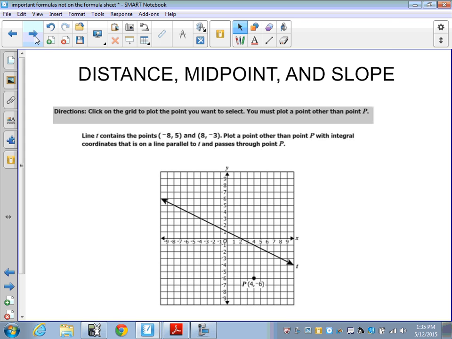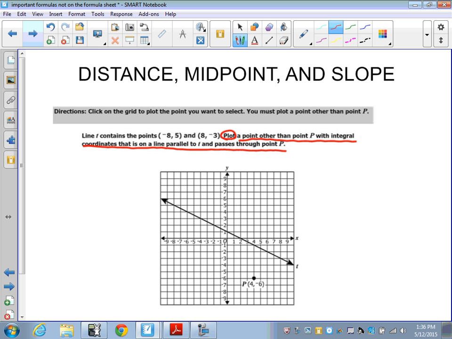If we go to this one, we have our question or command word: plot a point other than P with integral coordinates that is on a line parallel to T and passes through point P. Well, we would need to use the slope formula here. We would have to use slope because the slopes of parallel lines are the same. So that's just y2 minus y1 over x2 minus x1. So once we find the slope, we could simply count how far up and how far to the left or right we would go and plot that point.